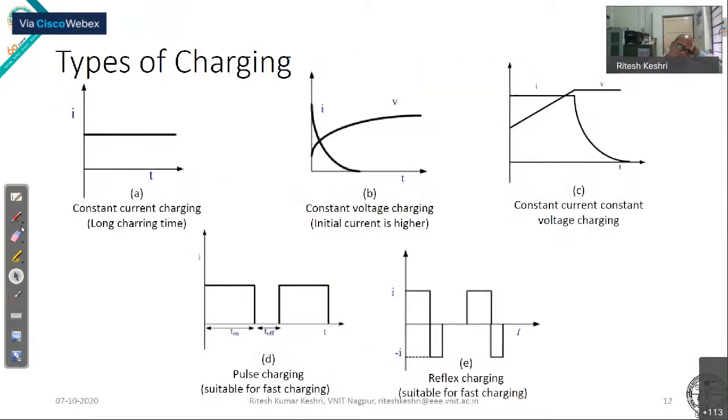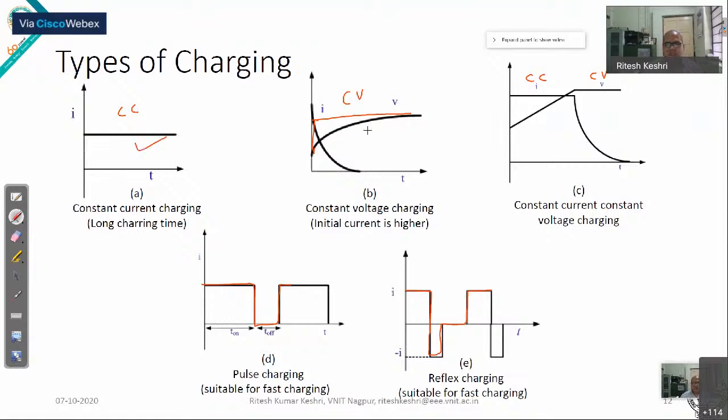Now, there are different types of charging. We have continuous current charging, and constant voltage charging. And you can have pulse charging, as you see here, or reflex charging.